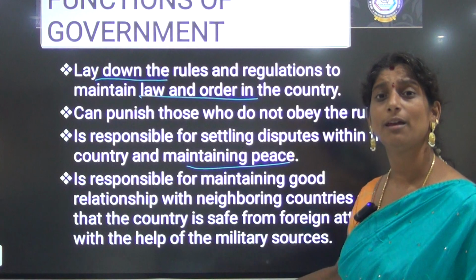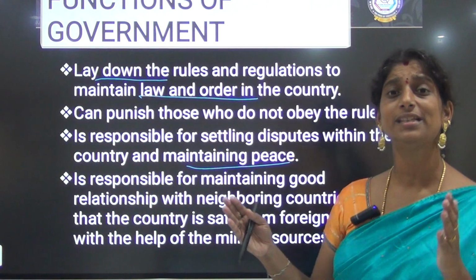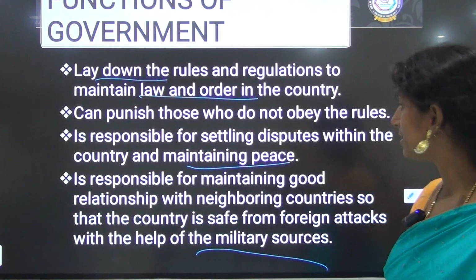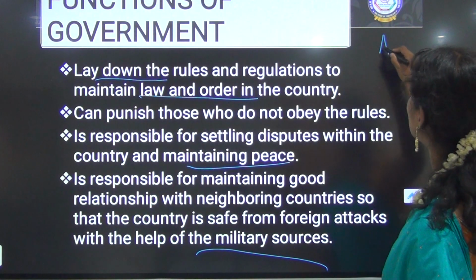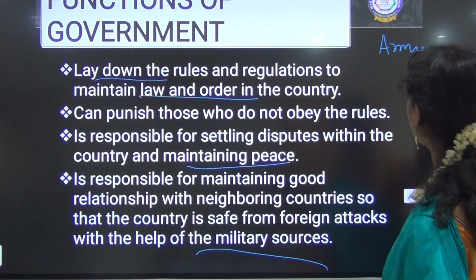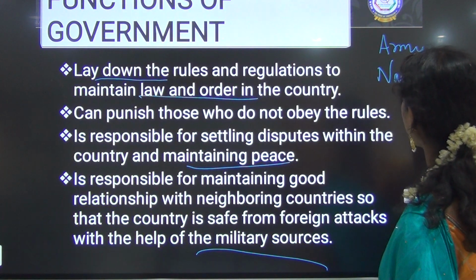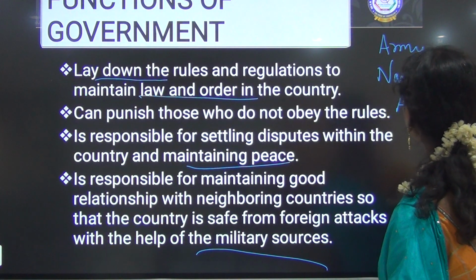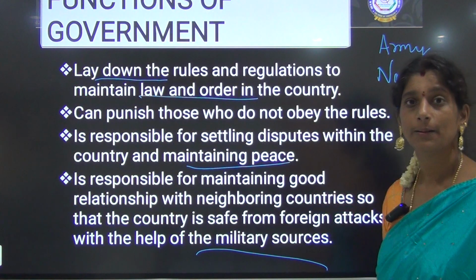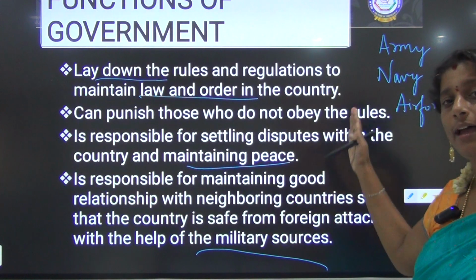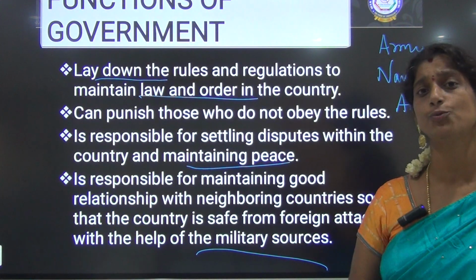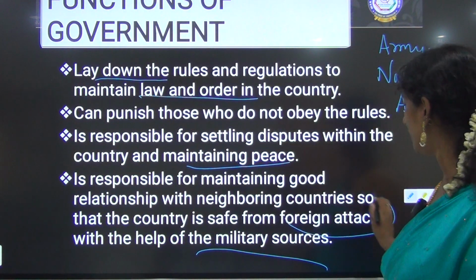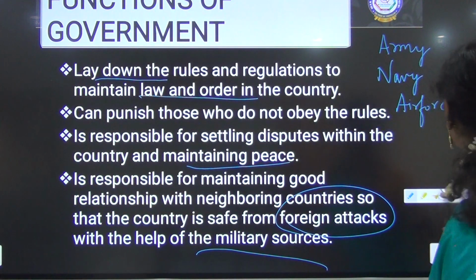And the country also should be safeguarded with the help of military sources. What are all the military sources? Military sources are nothing but army, navy and air force. Clear? So, all these are the military forces. With the help of these forces, government has to make sure that the country is safe from the foreign attacks. Okay?